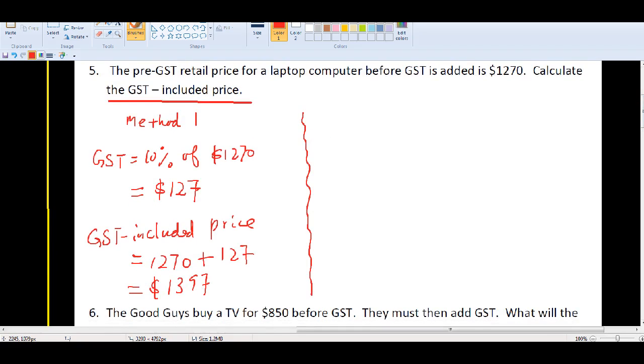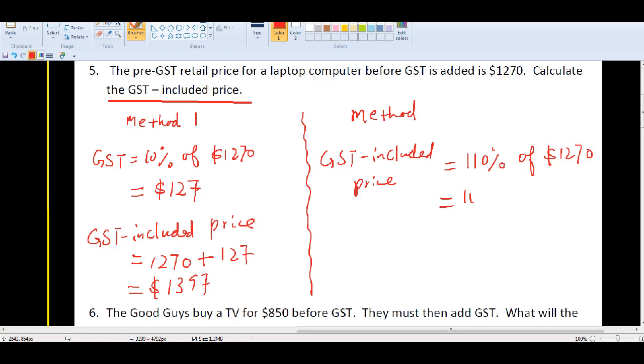Okay, so let me show you another way to do it. Another way to do it is, the GST included price would just be 110% of the retail price. So all you need to do is use this one times this one. Of course you can use your calculator, then you will get the same result. Oh sorry, that's 1397.